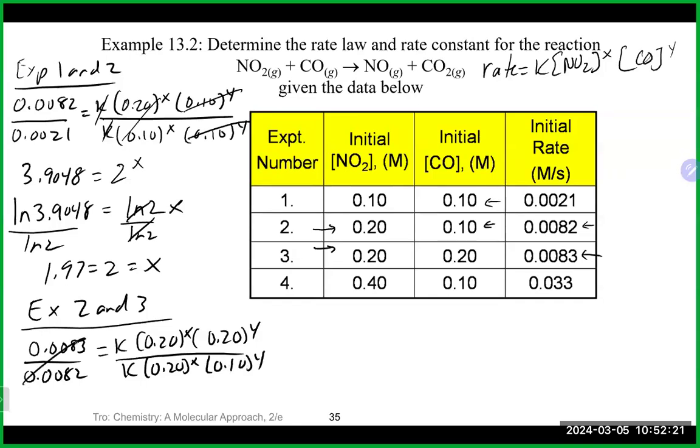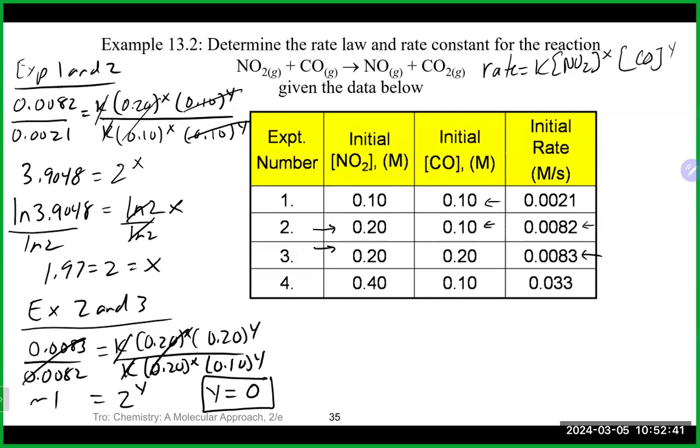Again, if you divide that, technically speaking, it's not 1, but it's fairly close to 1. Again, you could do the natural log of both sides if you like. This guy's going to cancel. These guys are going to come out, and we're going to end up with 2 to the Y. In this case, Y would equal 0.